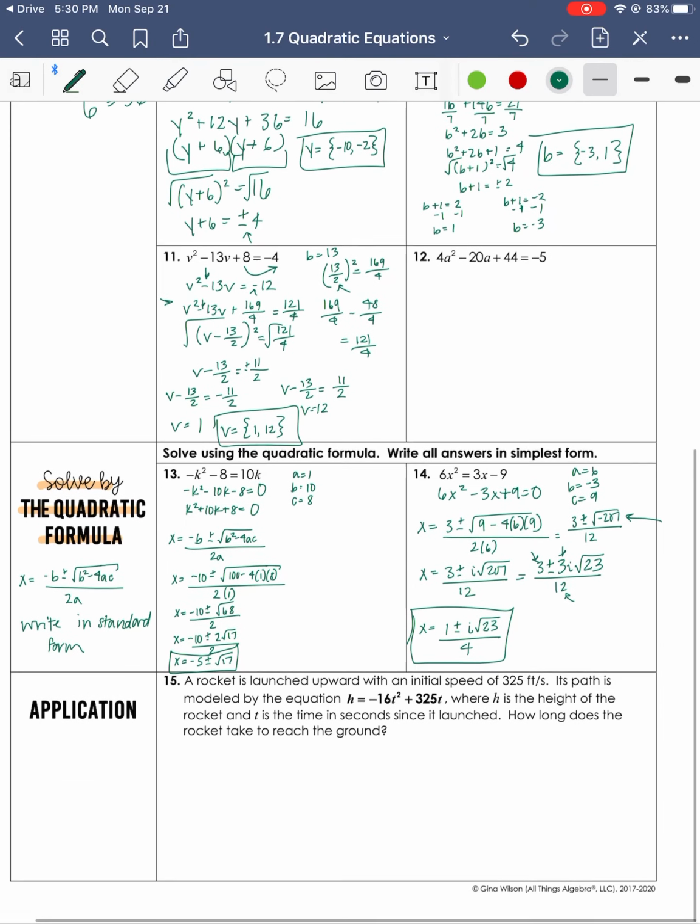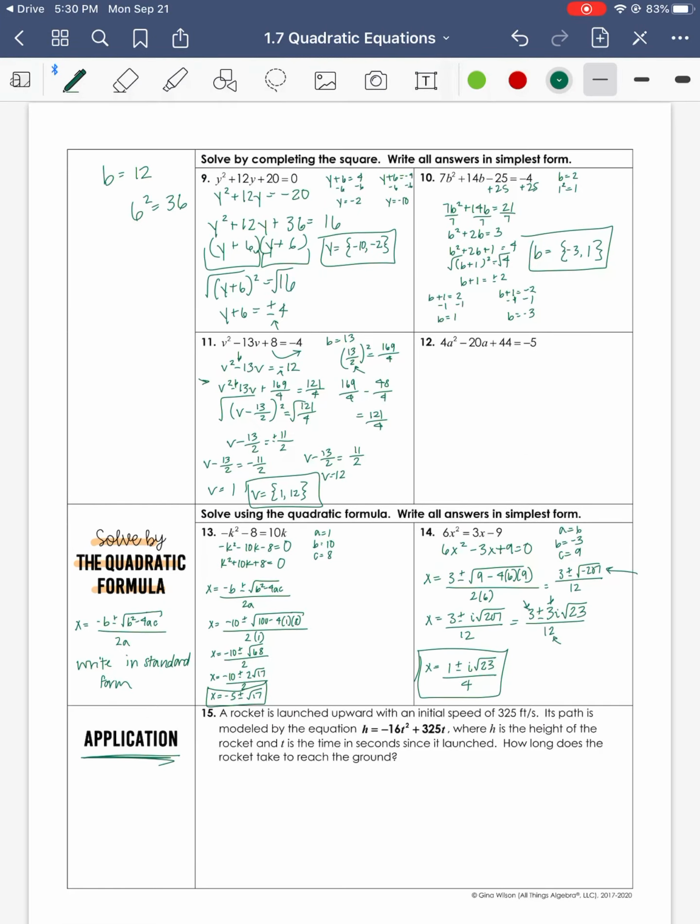Whew, we've made it through almost all of this. Okay, and then this last question here is an application. So read the question here, solve the quadratic, get the answer. All right.